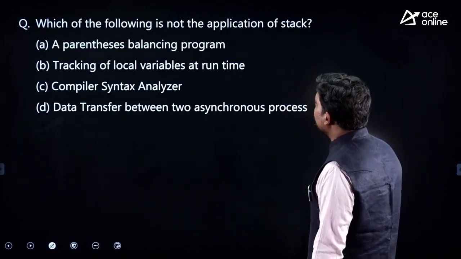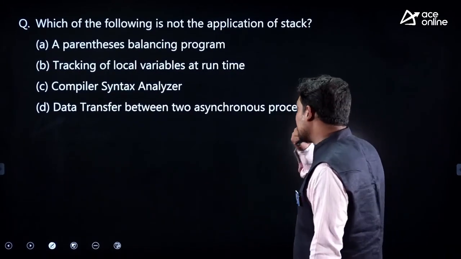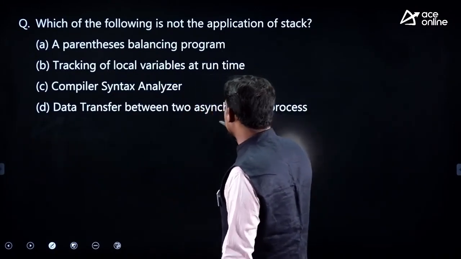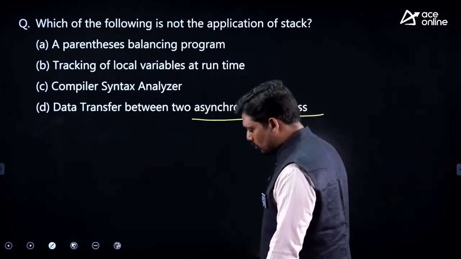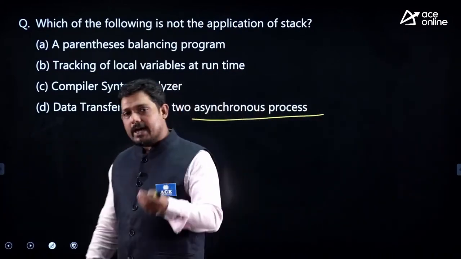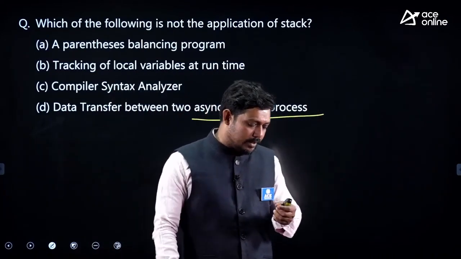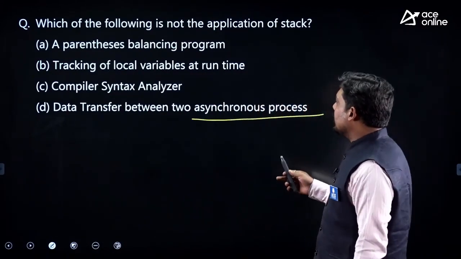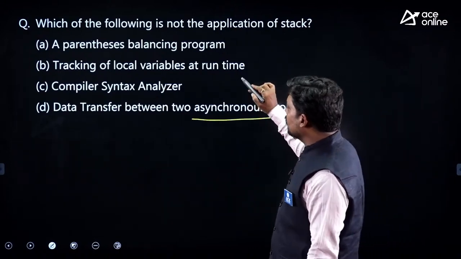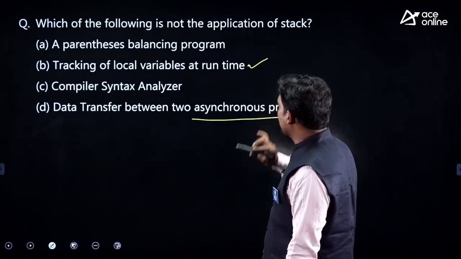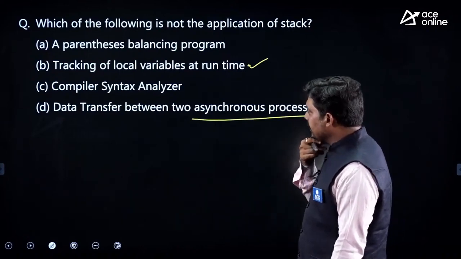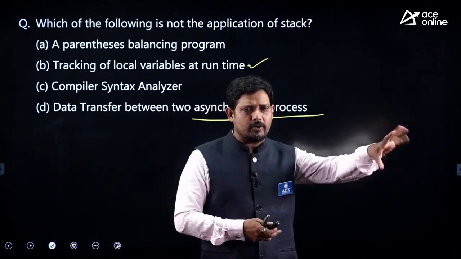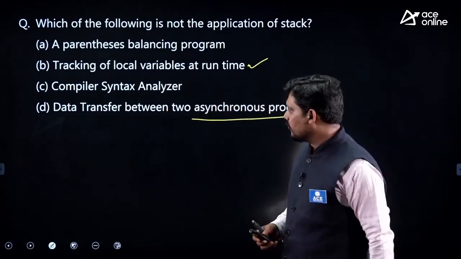Now, which of the following is not an application? Parenthesis balancing, tracking local variables at runtime, syntax analyzer, data transfer between two asynchronous processes. Now we have to evaluate. Sometimes a situation may require deeper understanding, but here tracking local variables is one of the applications I already told you about. The syntax analyzer is basically a hybrid; many different topics are combined here. Compiler is also one of the topics.